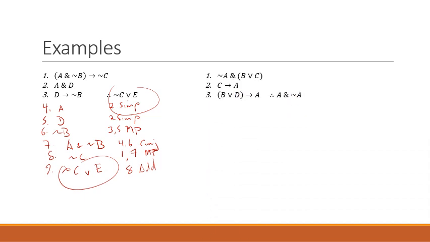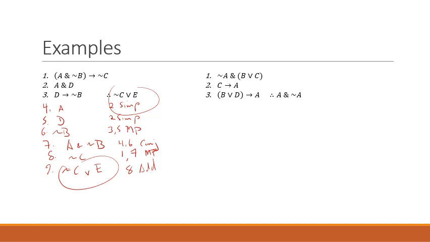All right, one more, and that'll be it for this video. We have not A and B or C. Oh, excuse me, sorry, not A and B or C. We have C arrow A, and then we have B or D arrow A. And the conclusion here is A and not A.